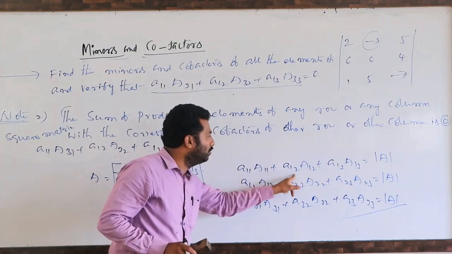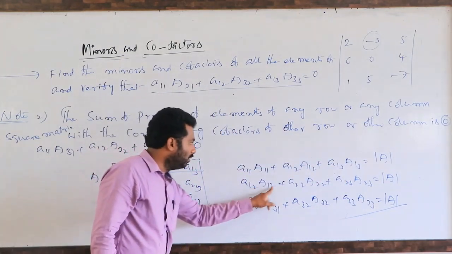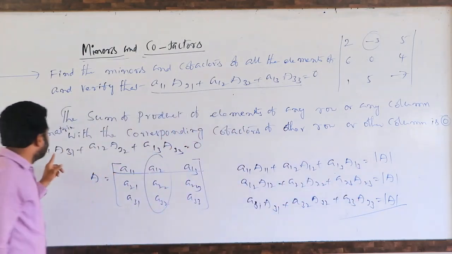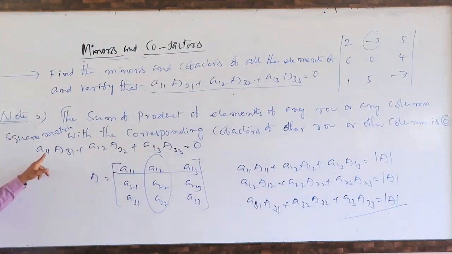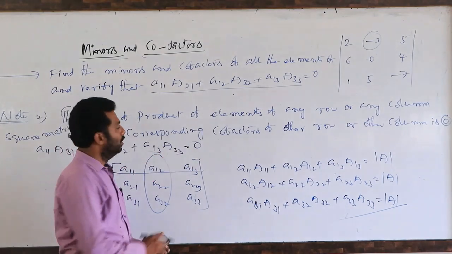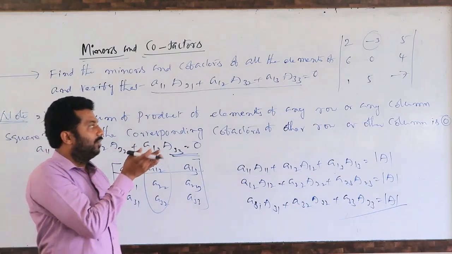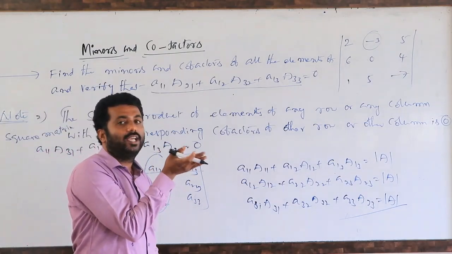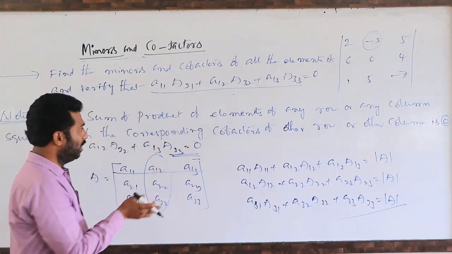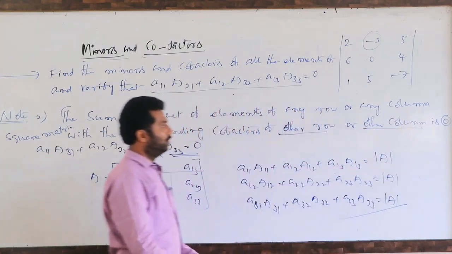A11 with cofactor A11, A12 with A12, A13 with A13 gives the determinant of the matrix. Similarly A21 with A21, A22 with A22, A23 with A23 gives the determinant. When these two suffixes are not same, like A11 with A31, A12 with A32, A13 with A33, it is always 0. So the sum of the product of elements of any row or any column with the same row or same column cofactors is the determinant. Other row or other column is always zero.